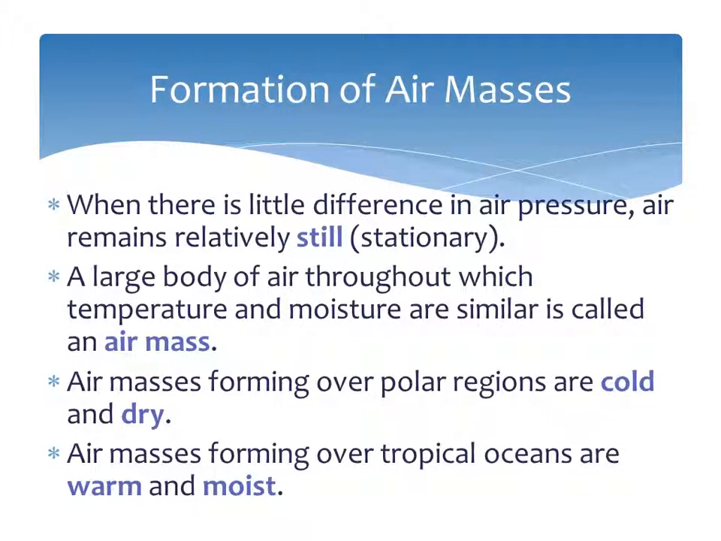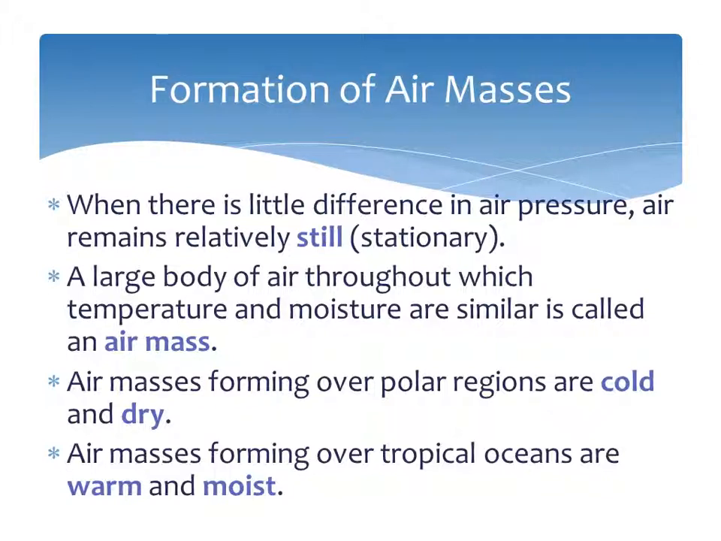So sometimes there's little difference in air pressure between different spaces or regions of air, and so the air remains relatively still. There's not a whole lot of wind. Another word for that is stationary. A large body of air throughout which there's the same type of temperature and same type of moisture or humidity, that's called an air mass. So it has to have those things in common.